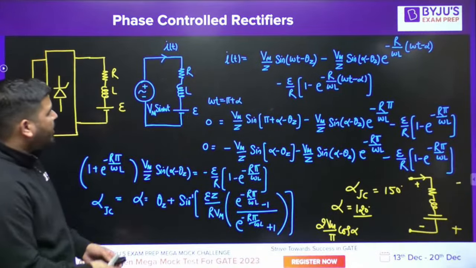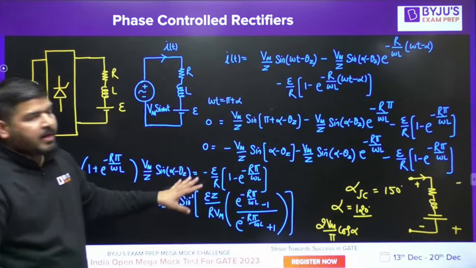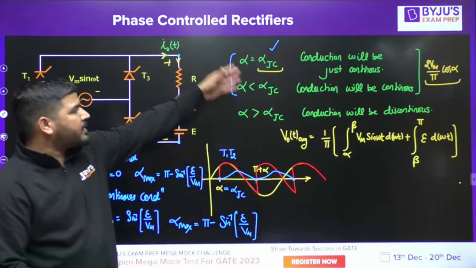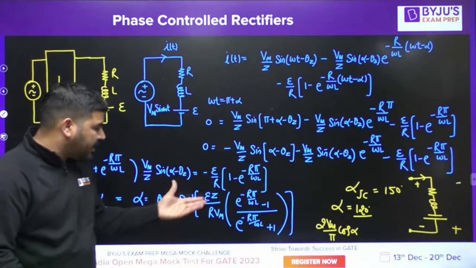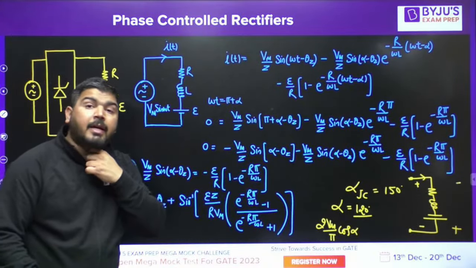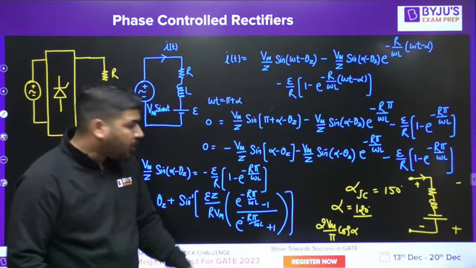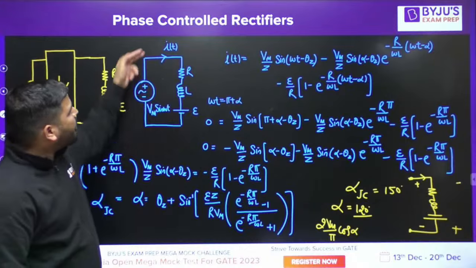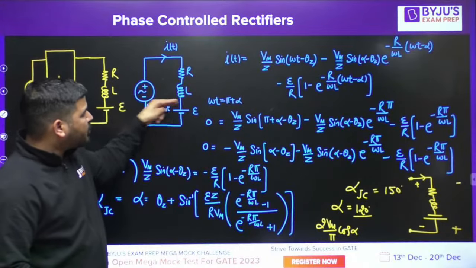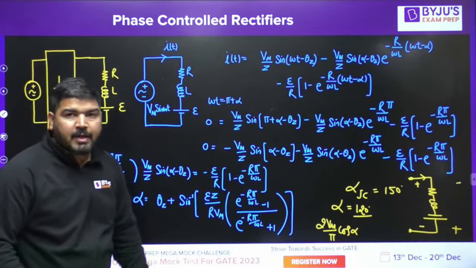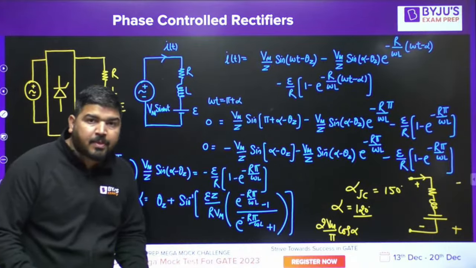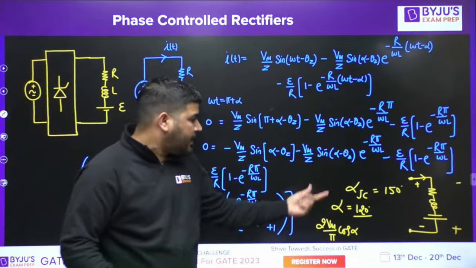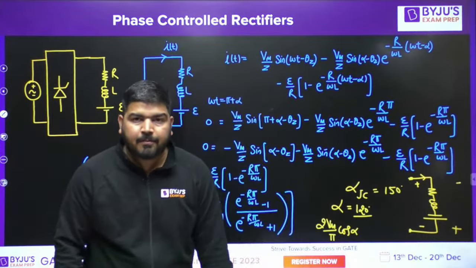So I told you about RLE load, guys. This is again very important, RLE load. I have told you everything about RLE load, how to calculate this alpha JC, when this alpha JC will be less than 90 and when it will be greater than 90. All depends on the polarity of E. If E is of this polarity, opposite to the current, if E is absorbing power, then alpha JC will be less than 90. If E is delivering the power, if E is of this polarity, then alpha JC will come out to be greater than 90 degree.